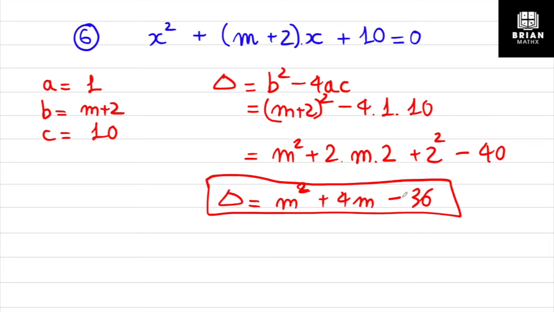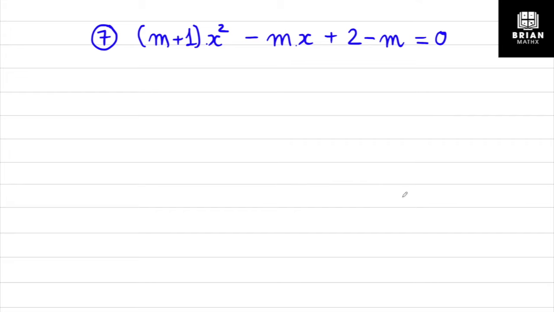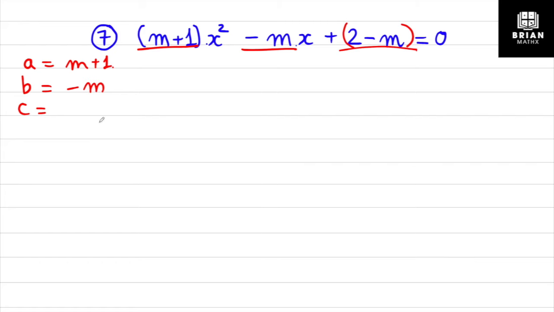Okay. Question 7 is the last example for you in this video, and of course it is the hardest question. The values of A, B and C here are expressions. For A, you got m plus 1. For B, you got negative m. It's not m anymore, it is negative m. And for C, you got the bracket, 2 minus m, is the value of C.